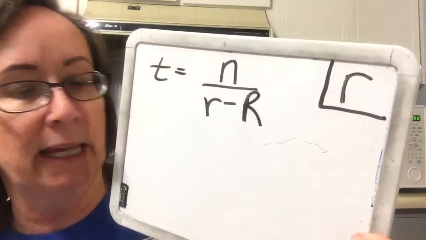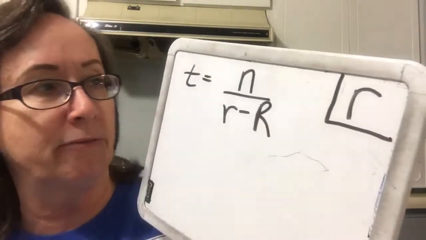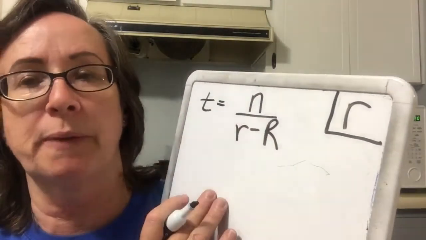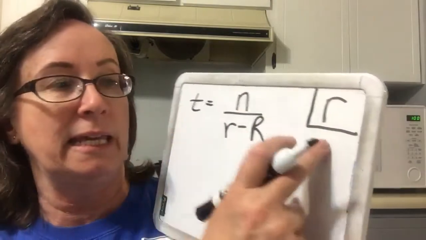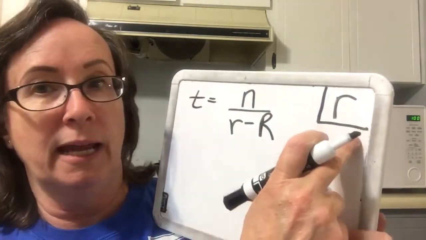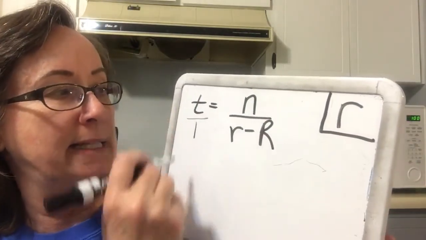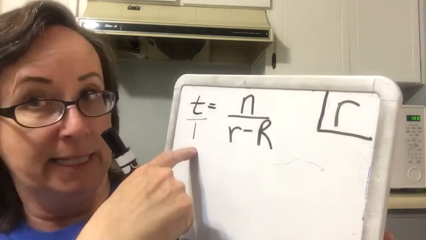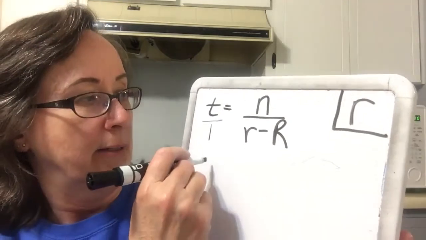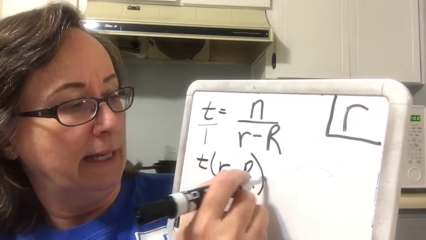Okay, so this was in 8.4, solving a formula for a different variable. So if your boss gave you 50 of these problems, but on each one of them he didn't want t, he wanted r, you could turn the whole equation around and solve it for r. To do that, since if I put a t, the t over 1, I have a proportion, I'm going to cross multiply. So I'm going to get t times r minus big R is n.